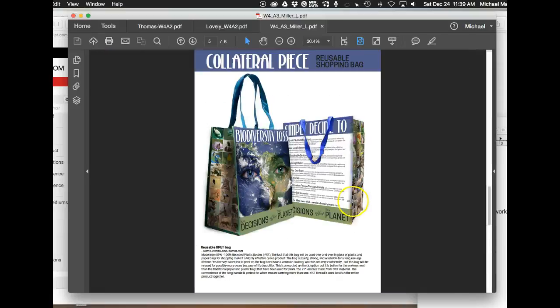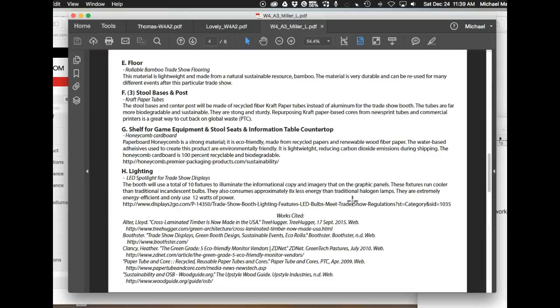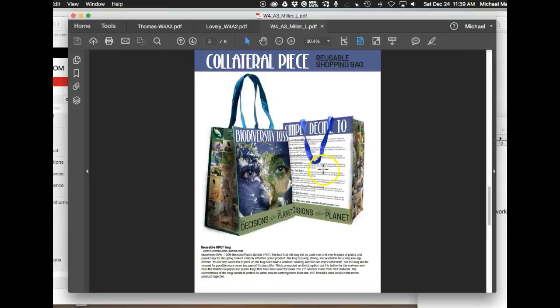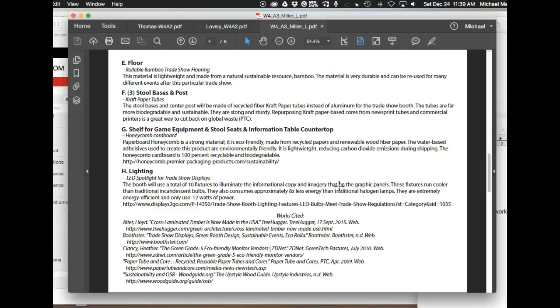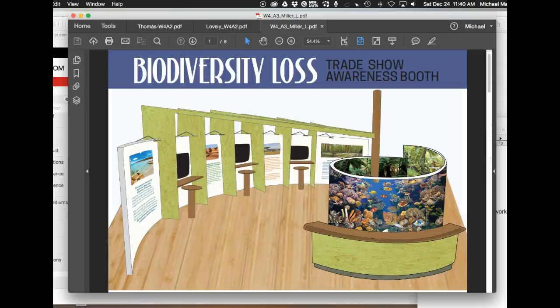But anyways, this just is so good. So smart to use the bag as your information collateral as well. I love this piece. All right, good job.